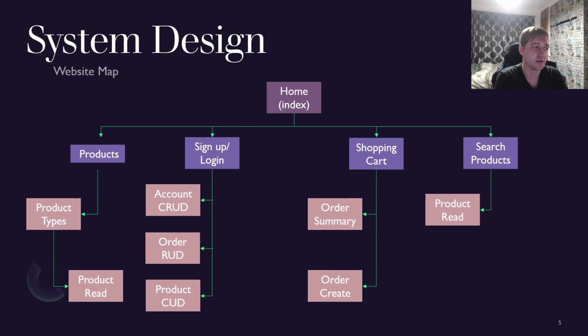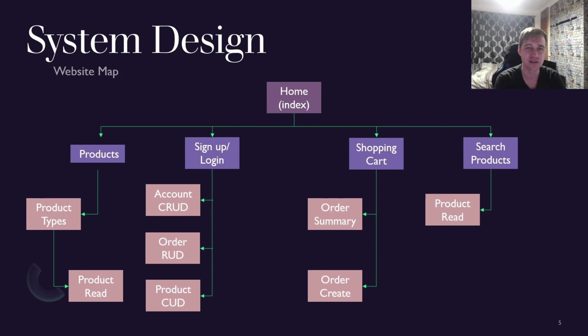The first design diagram is this high-level sitemap, just showing the different pages or functions and how they will relate to one another. Some decisions here are the products page and the product type pages. These are actually the same page but show different products depending on a GET request. This is the same with reading individual products, both here and in the search page.